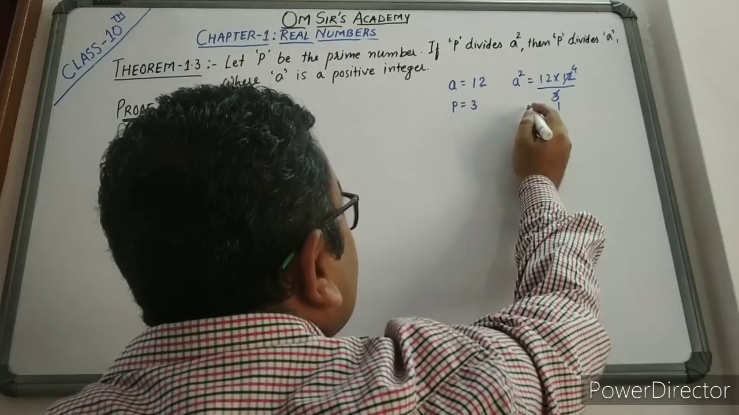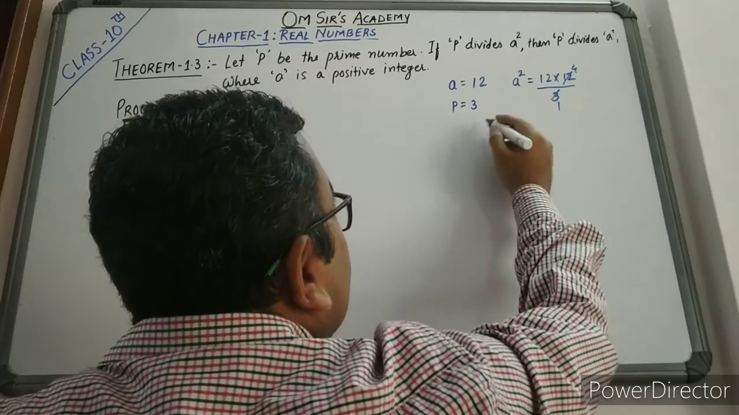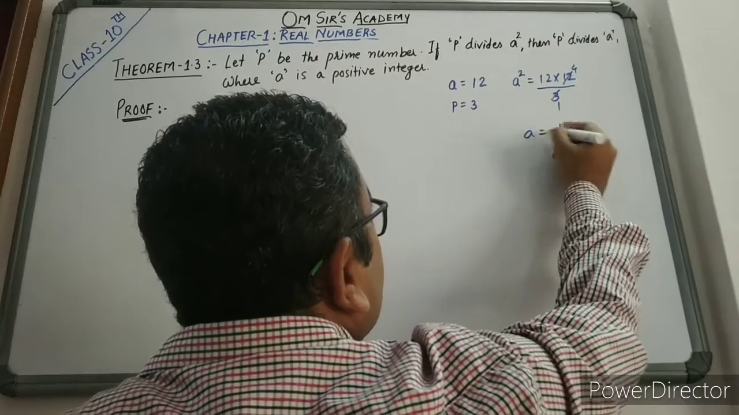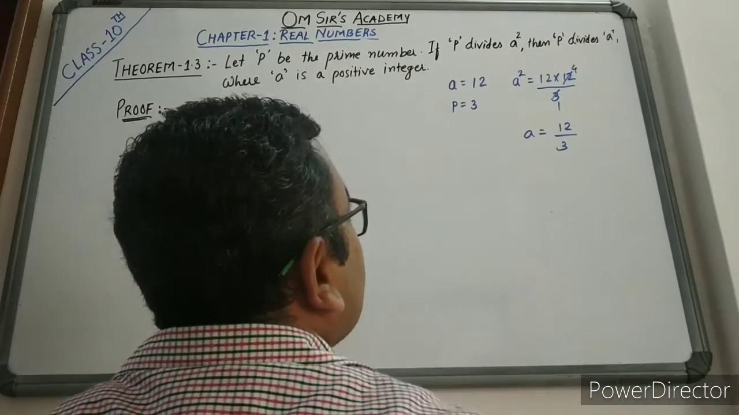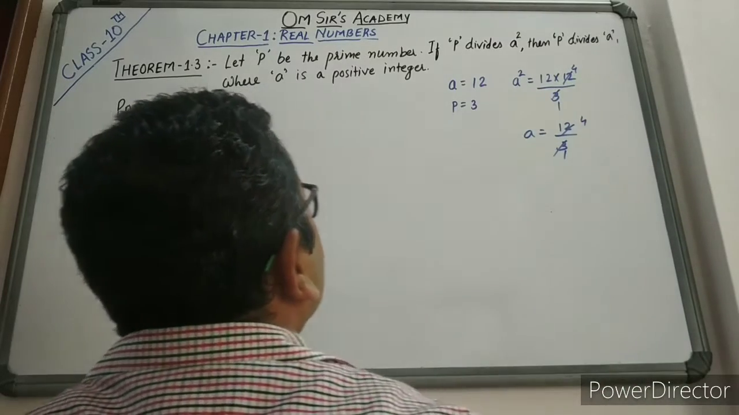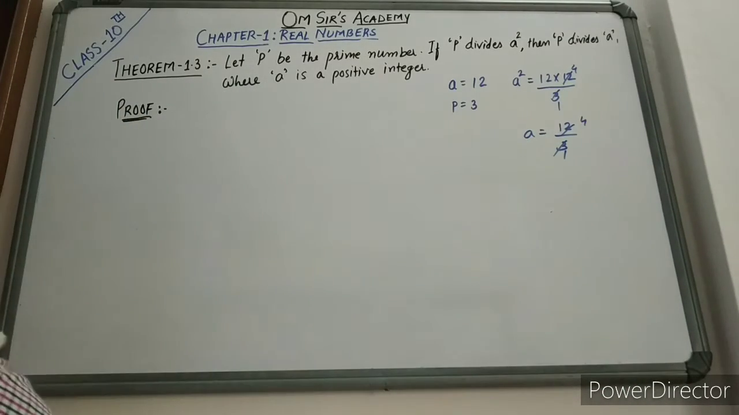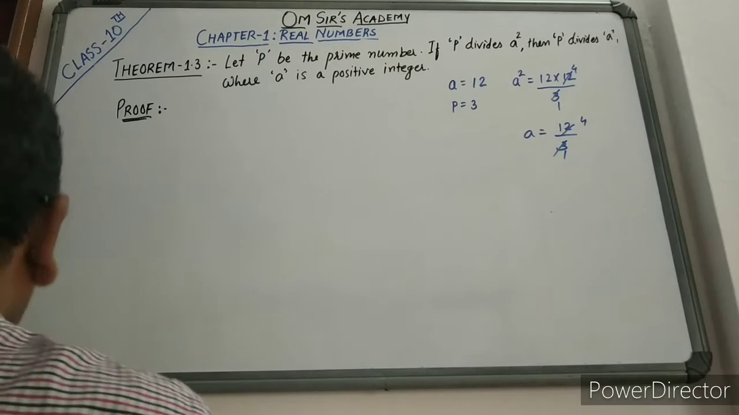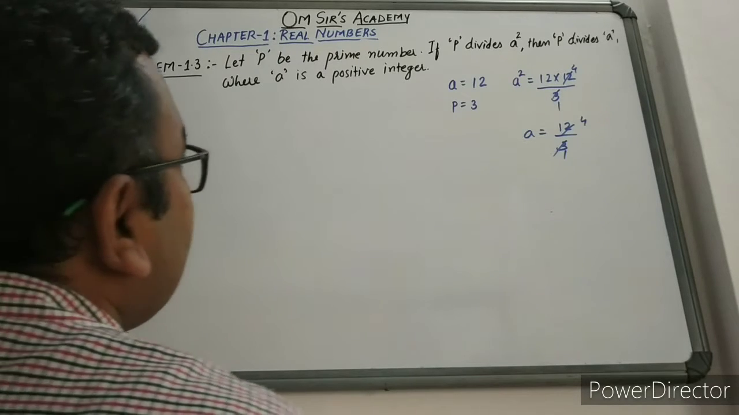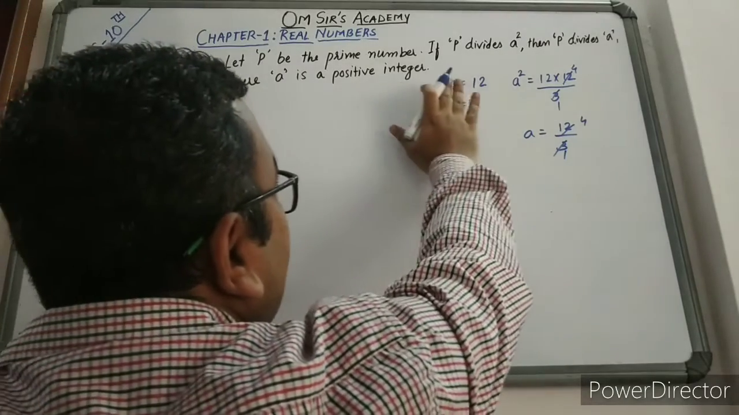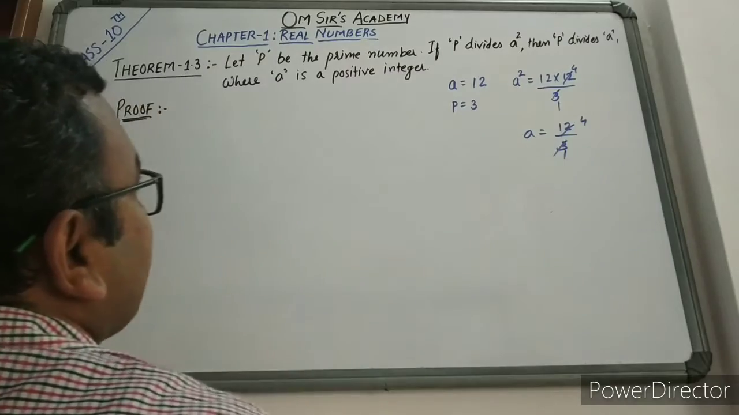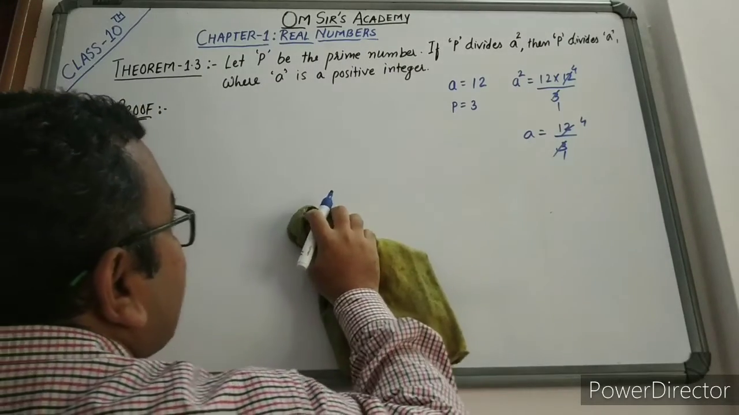So p divides a square, then p will also divide a. What was my a? a was 12. So if I divide 12 by p, that is 3, this will also get divided, where a is a positive integer. So this concept we have to prove, that if p is a prime number and p divides a square, then p also divides a, where a is a positive integer.